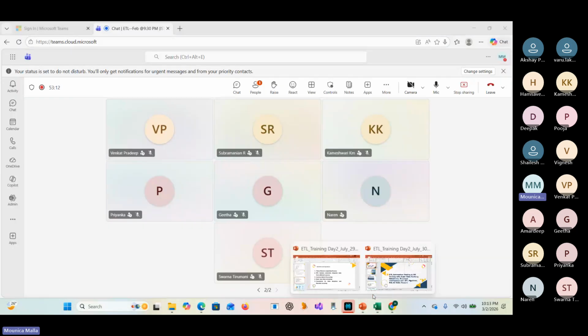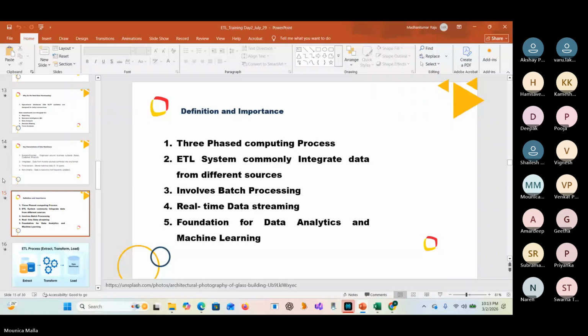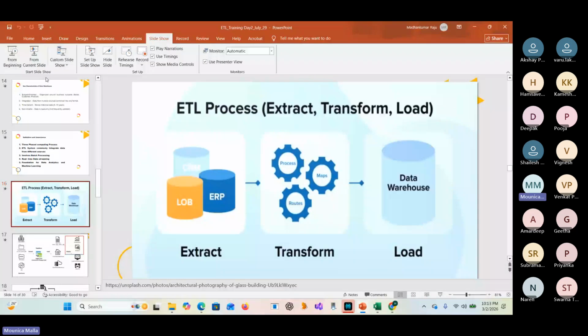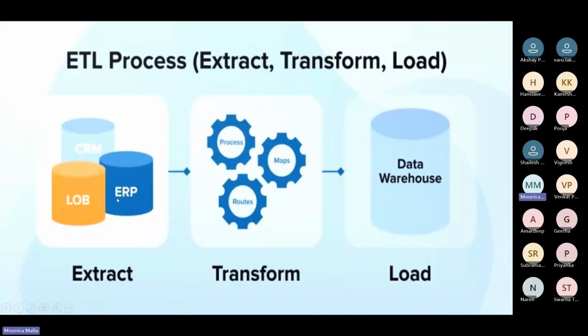Now we are done with these concepts. I'm moving further with some examples of ETL. Just see this example. From the source, LOB, ERP, CRM, these are all sources. Extracting the data, I'm transforming it with the help of routes, maps, and processes. First we'll go with what is routes.